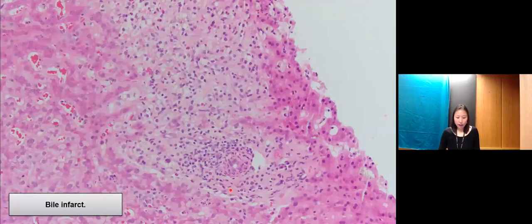So in the setting of an acute biliary obstruction, another finding that you might see is what we refer to as a bile infarct. So that is this area right here, where you can really see that there is a replacement of a small area of hepatocytes by foamy histiocytes. In this case, this happens to be adjacent to the portal tract, but it doesn't always have to be. But in the setting of extensive cholestasis, in particular, when you have an acute biliary obstruction, you can definitely see small nodules like this where the parenchyma has necrosed and has been replaced by these foamy macrophages.